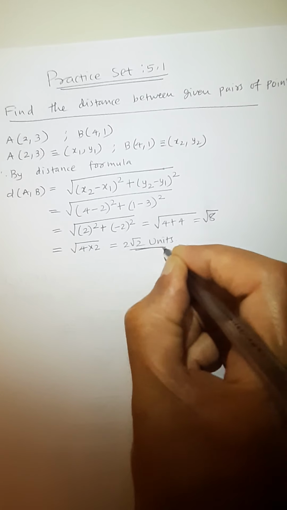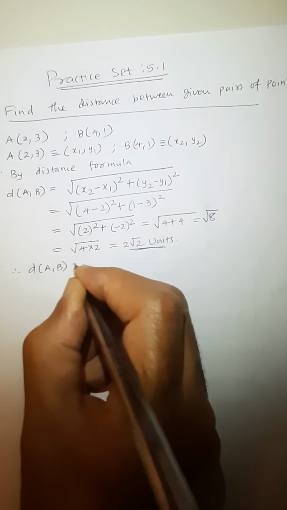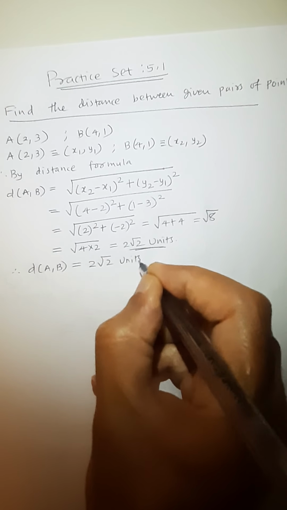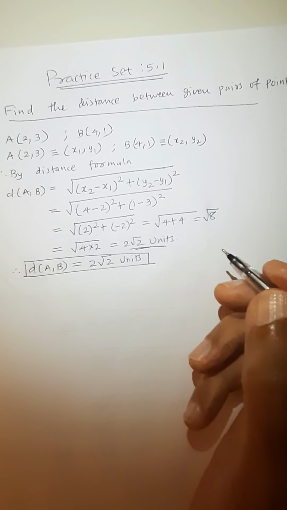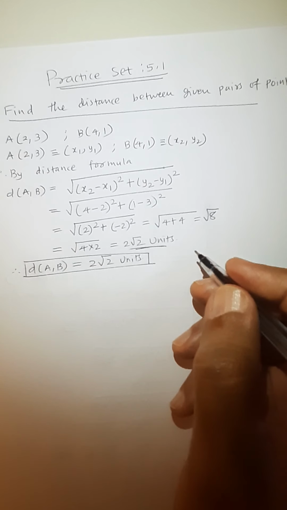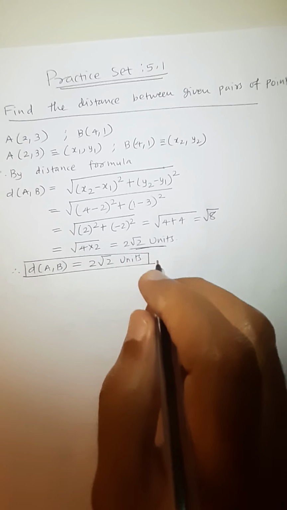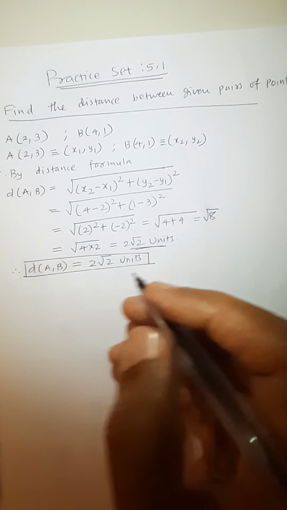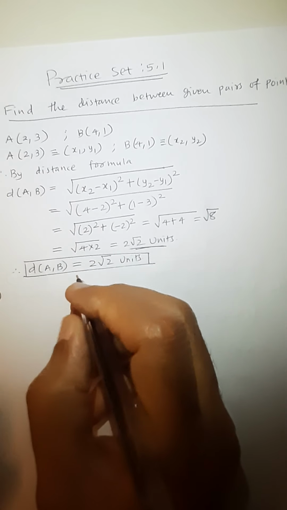So finally, make it a habit to write the answer this way: 2 root 2 units. So this is the use of the distance formula. Now question number 1 has totally 6 sub questions. I am not solving all. I will solve those which are a little bit difficult. So I am now solving the third one in question number 1.